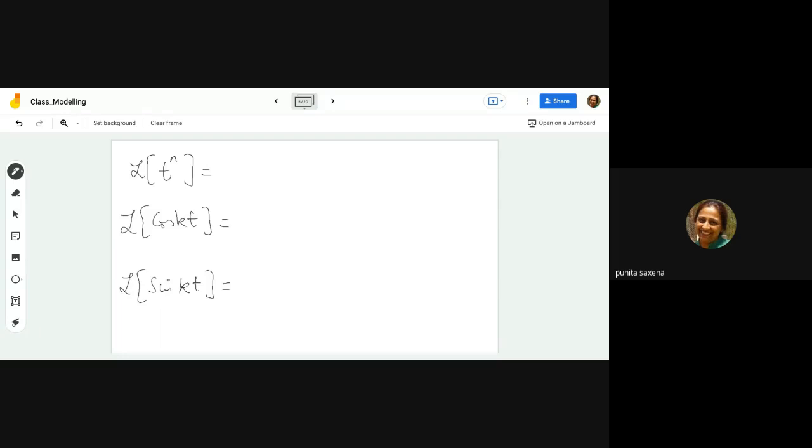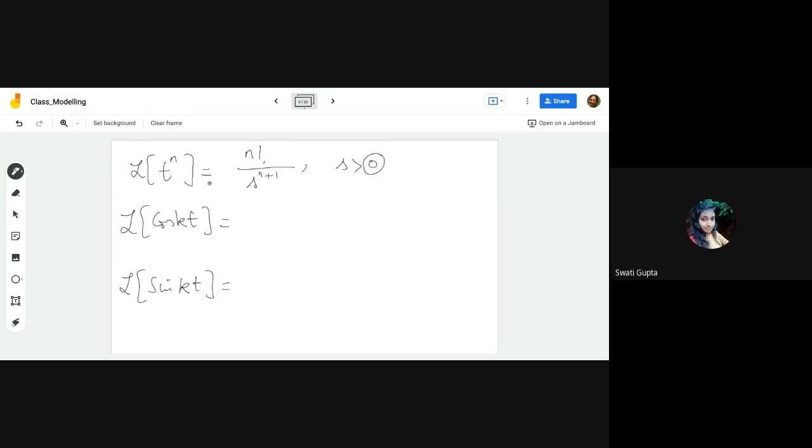What is it? n factorial upon s to the power n plus 1. And this happens for what s? S greater than 0. Right? So that means in this case, if I see, my c happens to be 0.